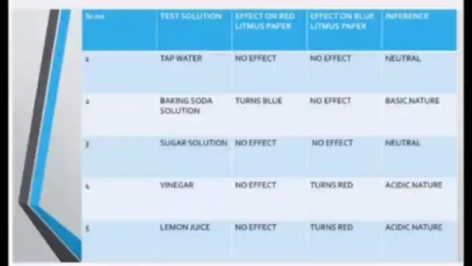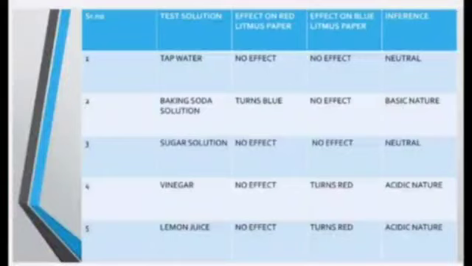Okay, students, remember in the last video I gave you one table to fill with your observations. So before starting the new topic, let's check your homework. Here is the table. First solution is tap water, effect on red litmus paper. With tap water, red litmus paper remains red only. It means no color change. So here you will write no effect. Blue litmus paper remains blue only. So here also you will write no effect. If red litmus paper remains red and blue litmus paper remains blue, no color change on both types of litmus paper, it means your solution is neutral.